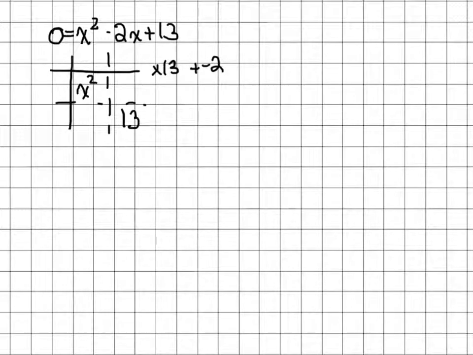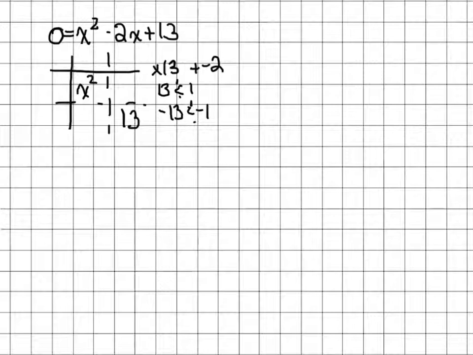So multiplying to 13, well, there's only two possible factors. There's 13 and 1. And there's -13 and -1. 13 and 1 and -13 and -1, and neither of those will add up to -2. And so we know that it's not factorable. Now let's check to see if we can actually solve this using the quadratic formula.